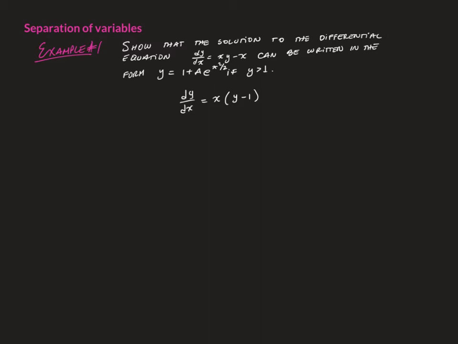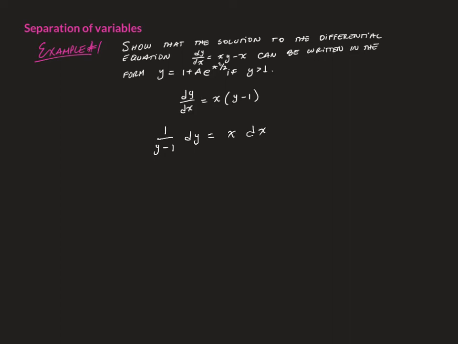We need to move everything that has y to one side and everything that has x to the other side. So we're going to move everything that has y to the left. So we're going to divide by y minus 1. And we're going to move the dx to the right. So we're going to multiply by dx on the right hand side. That is 1 over y minus 1 dy equals x dx.